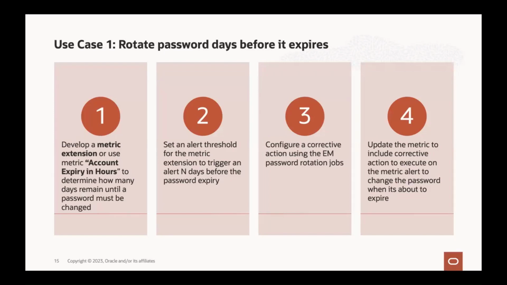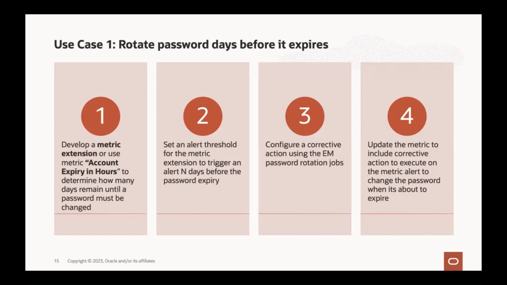Step 1, use the database metric account expiry in hours to indicate how soon the password would be expiring, or in cases where the DBSNMP password does not expire to avoid the account from being locked, then create a metric extension to check on how long ago the DBSNMP password has been changed.